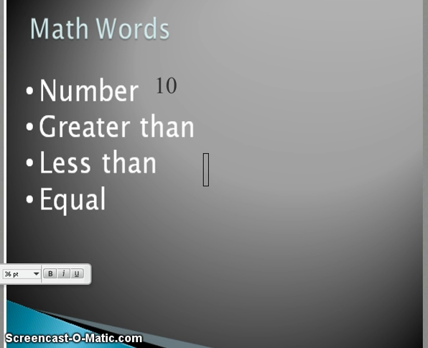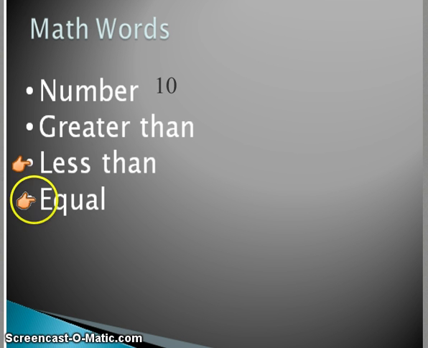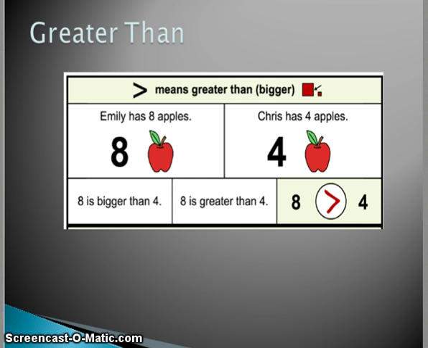Greater than is when one set of objects has more objects than another set of objects. Less than is when one set of objects has less or a smaller number of objects than another set of objects. And equal means when those two sets of objects are the same. Okay, so you're going to hear those words in our lesson here.